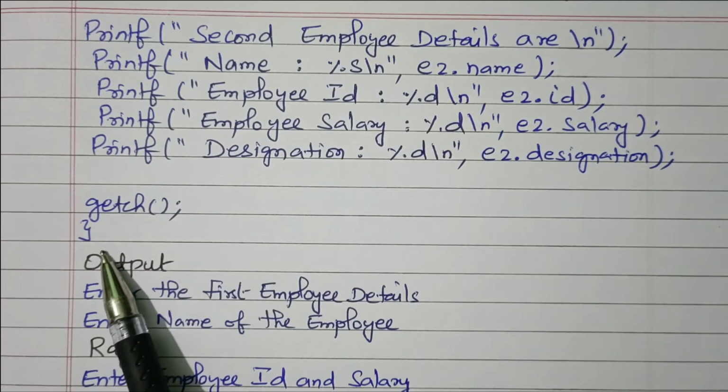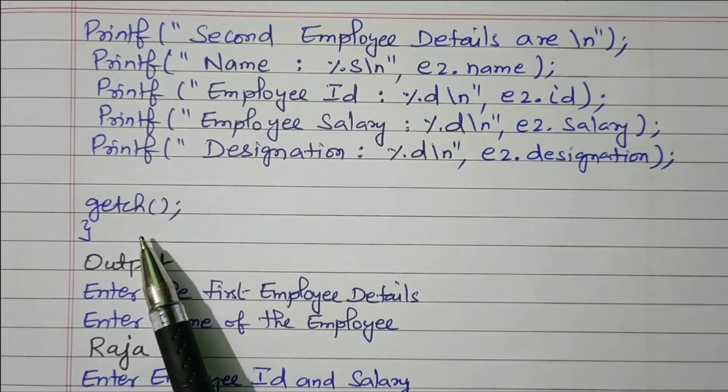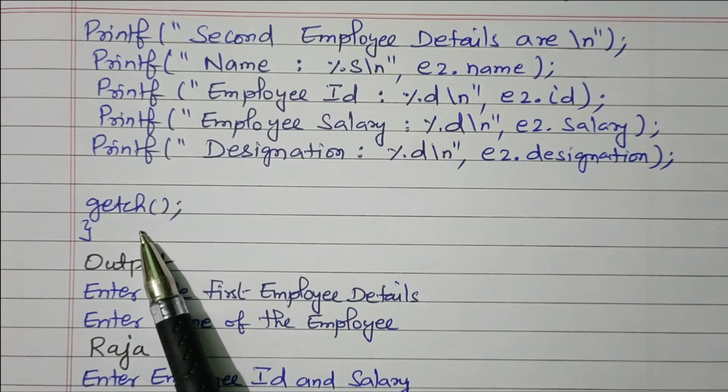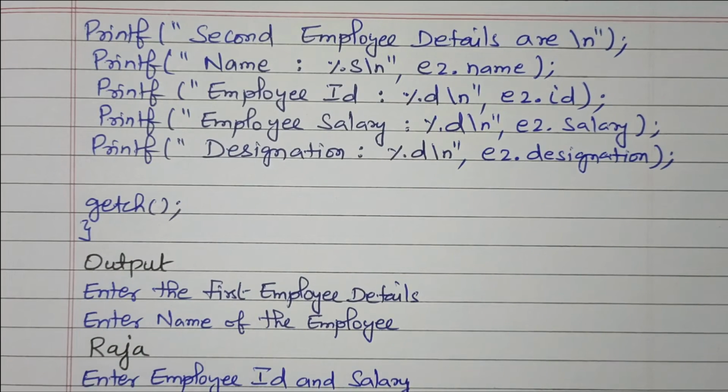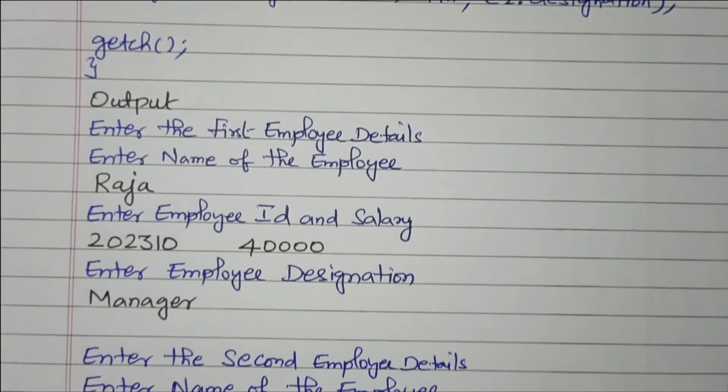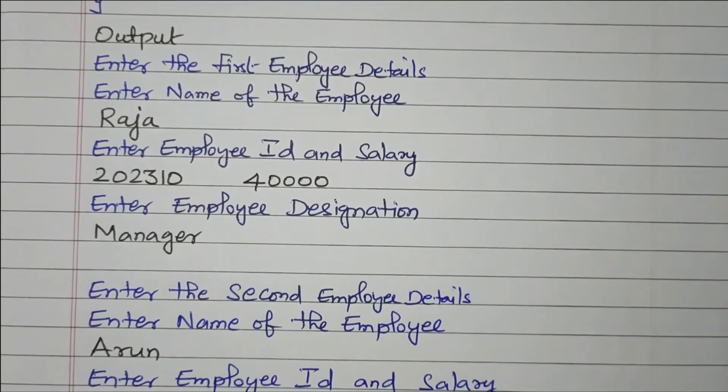Getch and close the program. Getch will wait for getting a character from the user, until then we can see the output. Then it closes the program. Now we'll see the output of this program. According to the input, we'll see how we get the output.